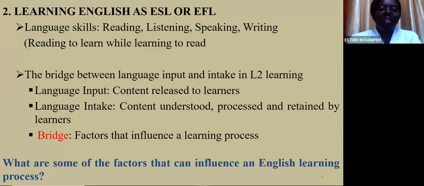Okay. Please, are we done? Okay. Metacognitive awareness, age, and background. Okay. Thank you.